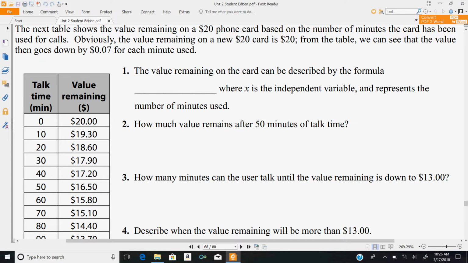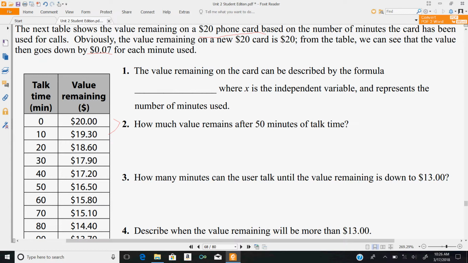So it's a $20 phone card, and they actually tell us that for every minute you lose 7 cents. Each minute costs 7 cents. We can see that in the table. If they hadn't told us, we could see that because from 0 to 10 minutes, it drops by 70 cents. $20 minus $19.30 is 70 cents. So for each one of those minutes, it's 7 cents.